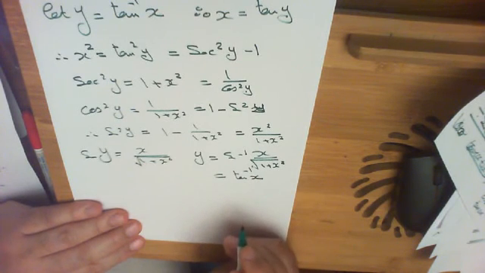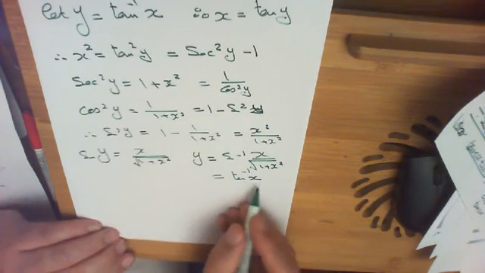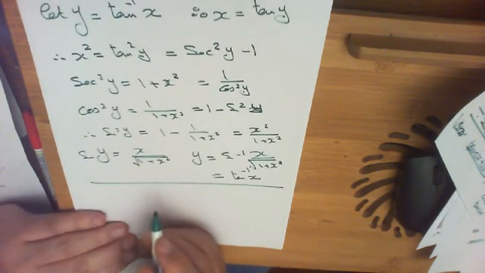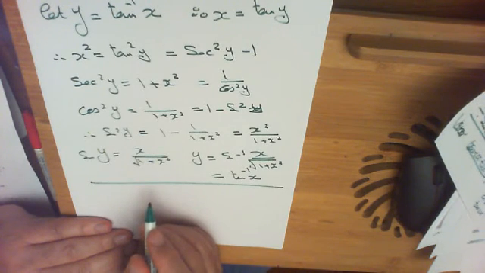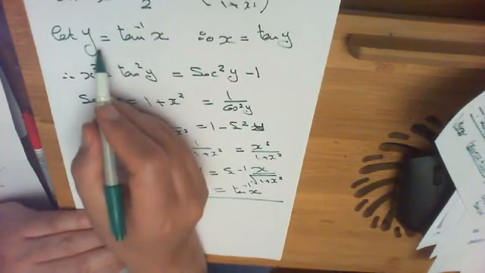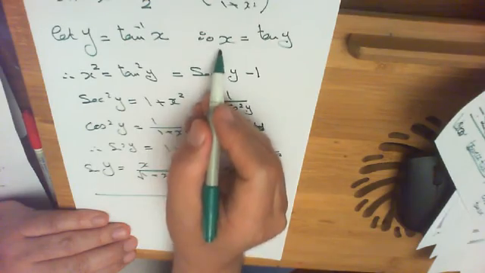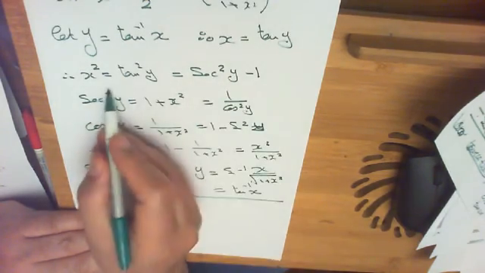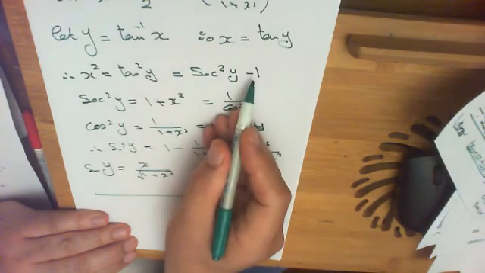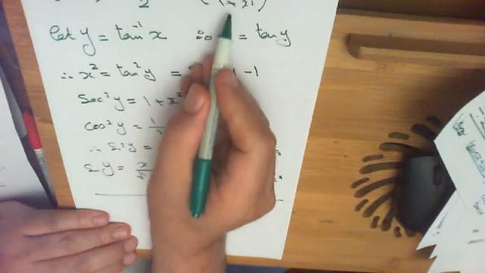But he asks us for another relation. Okay, let us try. No problem. We start again from y equals tan minus 1 x, so x equals tan y, x squared equals tan squared, tan squared equals sec squared minus 1. These are other correct relations, but we need this one.